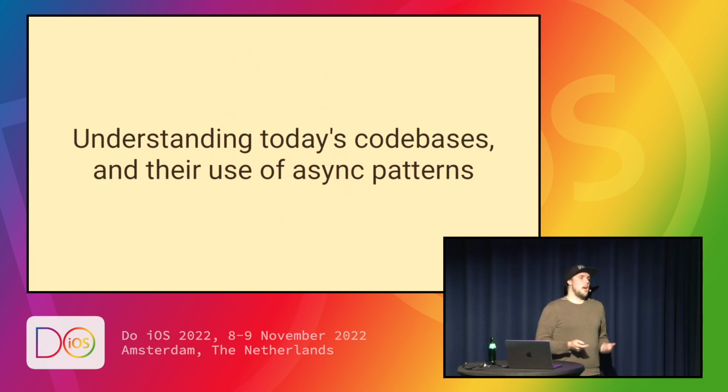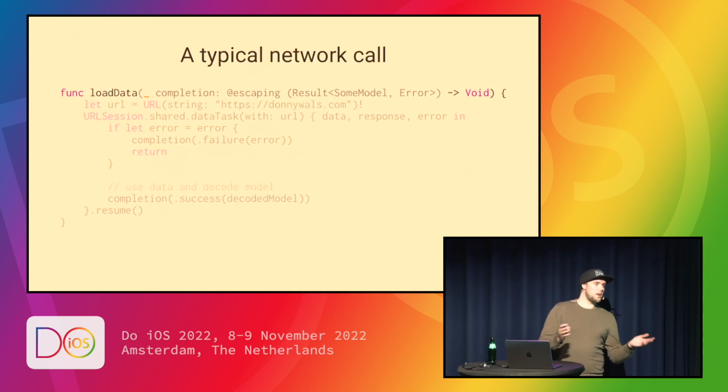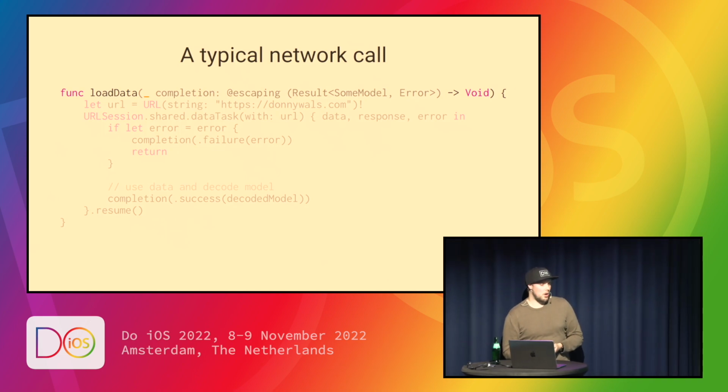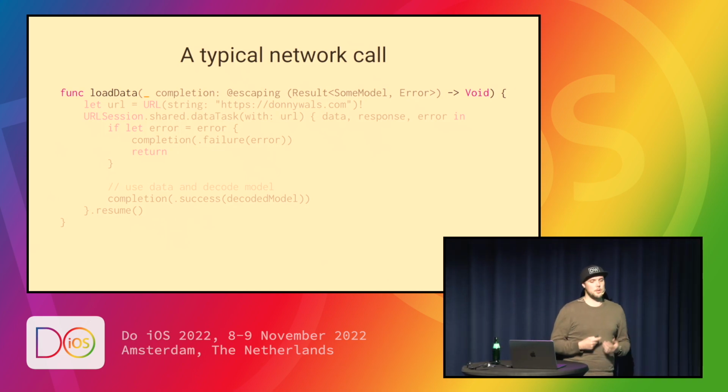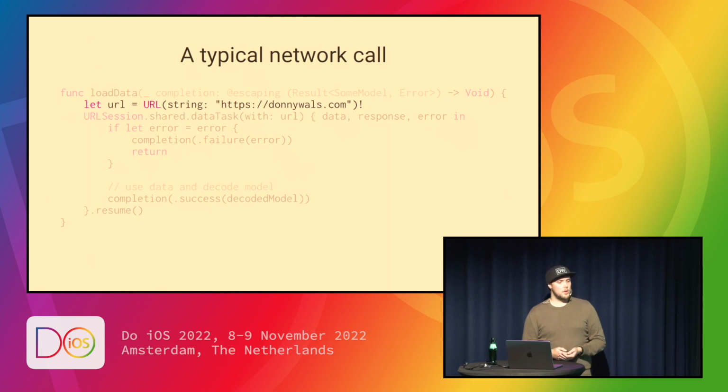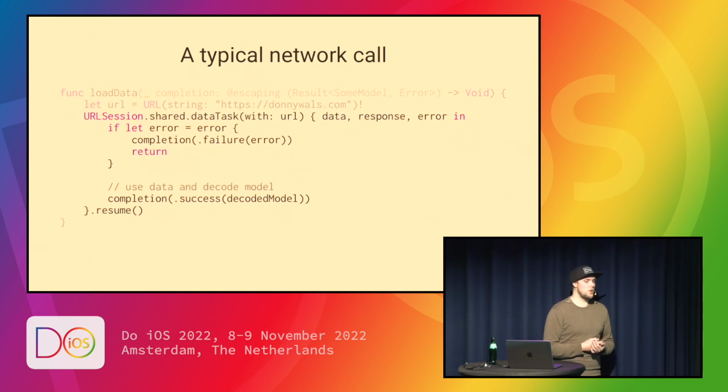So let's take a look at code that we have all probably written at some point in one way or the other. The most boring example of asynchronous programming, a network call. We want to load some data, we pass a completion handler to the function. We make a URL, we execute our data task, and when things went well or terribly wrong, we call our completion handler with a result type. This is something that I have seen in many shapes and forms, but it's almost always functions that take callbacks and either take results or not. That part's a little bit less often.